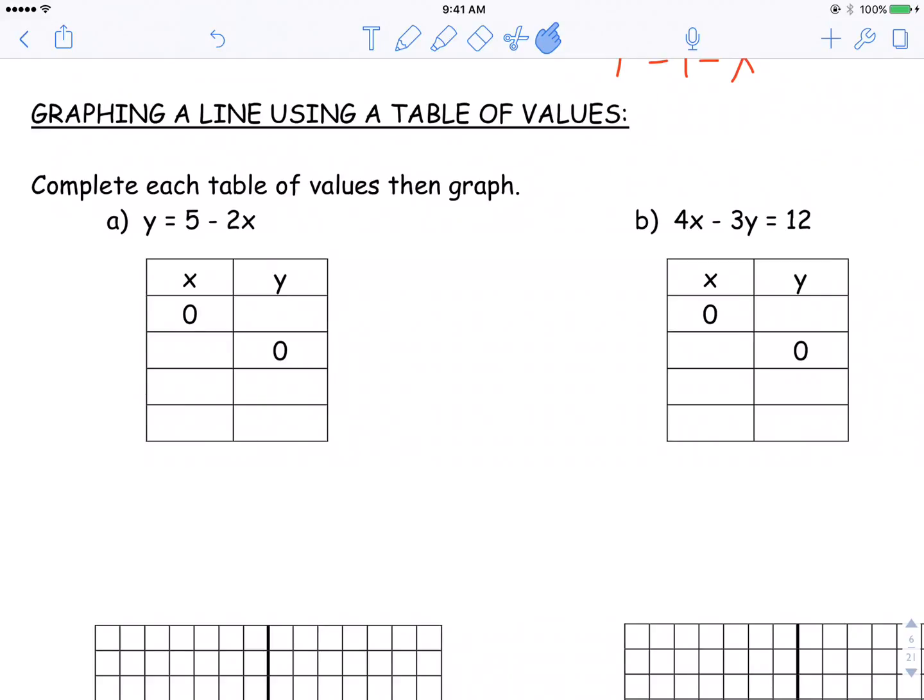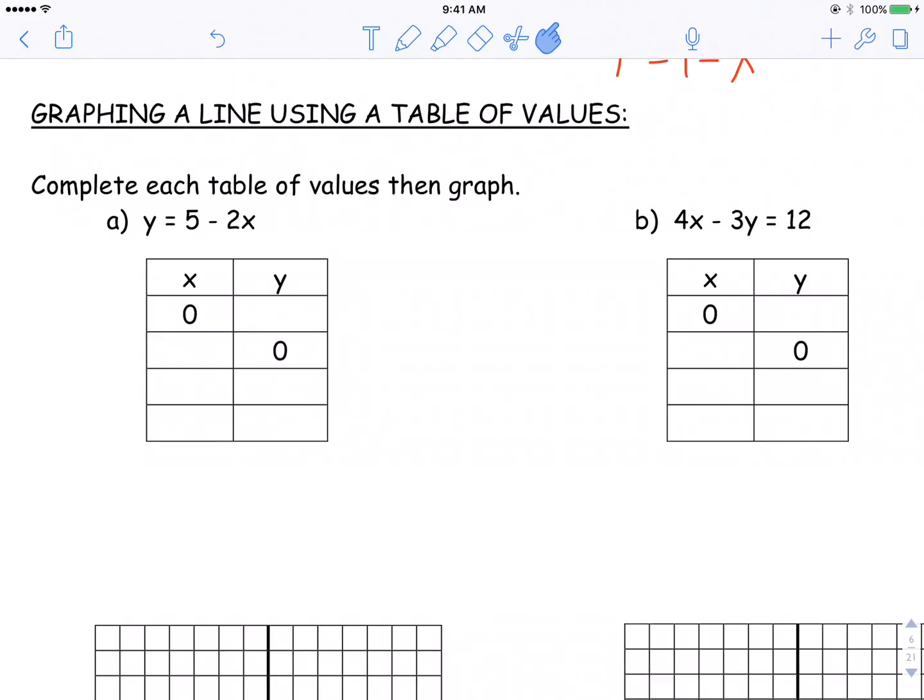So the next part of section 6.4 is graphing a line using a table of values. We need to complete the table of values for two of these equations and then graph the points and then join the points to get a line. You should have lots of practice at creating a table of values and graphing. You did a number of them for section 6.3 in that investigation.